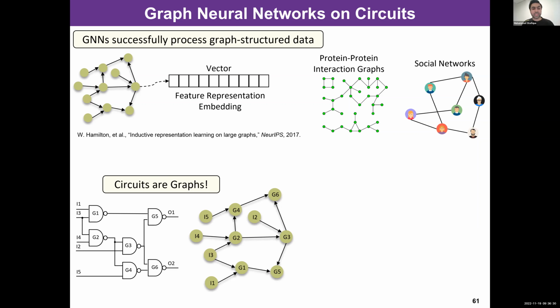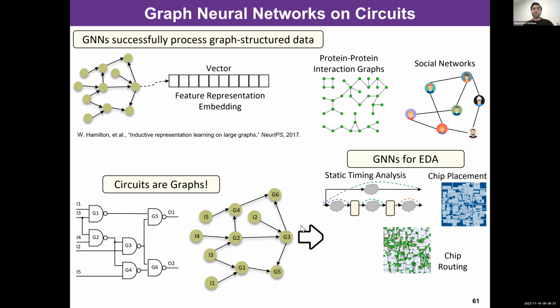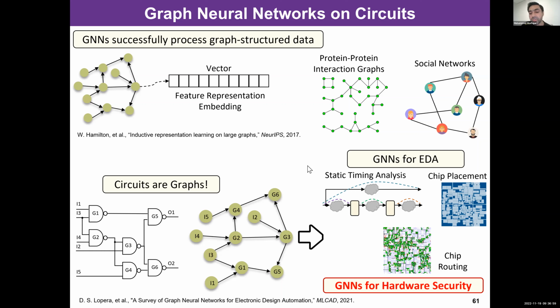So in this particular case, we can transform a circuit into a graph, and then we can start using GNNs for solving many different EDA problems like static timing analysis, chip placement, on-chip routing, and things like that. So I will refer you to the recent ICCAD special session that we organized. Many different speakers talked about different aspects of GNNs in different EDA problems, and you will be able to learn how these GNNs can be used there. But in the rest of my slides, I'm going to talk about the use of GNN for hardware security.